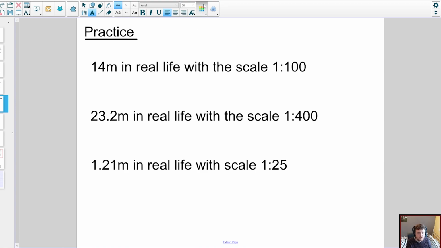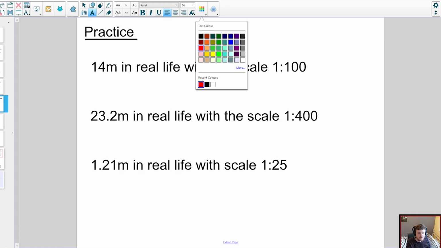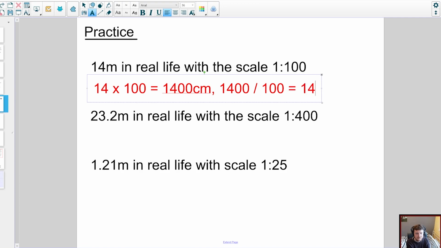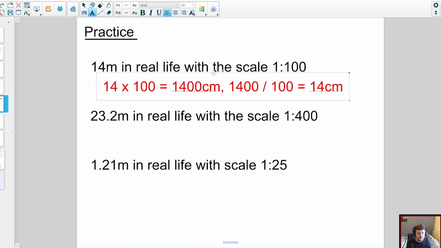Okay, so we've got our 14 meters in real life with the scale 1 to 100. So first of all, I'm going to do 14 times 100 to get our centimeters, which is 1400 centimeters. Then 1400 divided by 100 gets me back to 14 centimeters. And because I started with meters, that's why it's 100 to 100 both times.